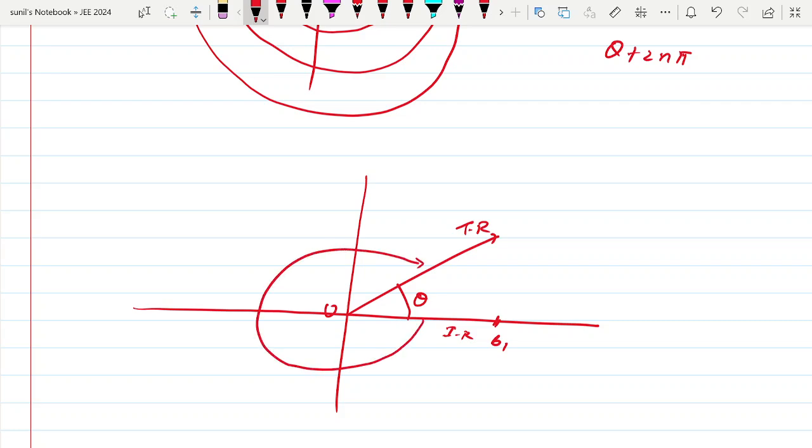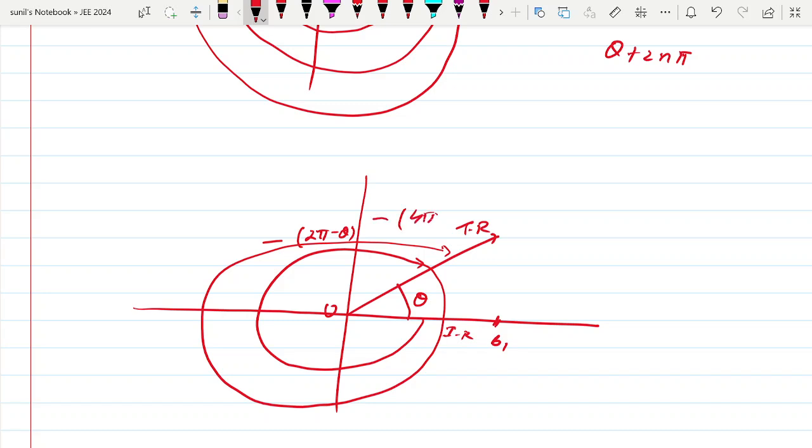Now what is the absolute measure of this? The absolute measure of this angle is minus times of 2 pi minus theta. We can also obtain this by taking 2 turns. Then what is the absolute measure of this angle? The absolute measure of this angle is minus times of 4 pi minus theta. So in this way we can say that the angles can be theta minus 2 pi, theta minus 4 pi, and theta minus, say, 2n pi.